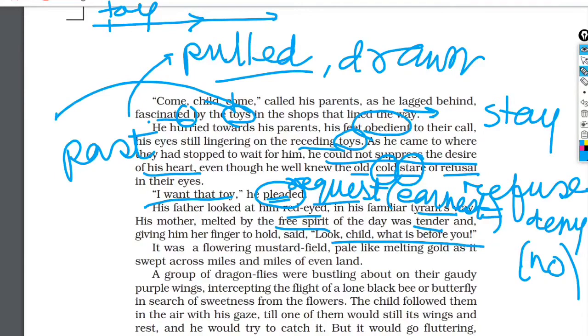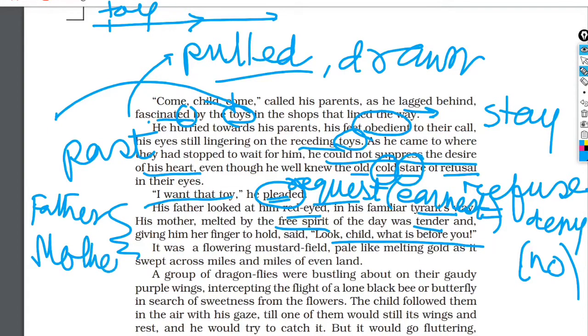Now see, my dear children, you can see the two different picture. One is father and another is mother. How is the father painted here? The father is just like a tyrant. आप जानते हैं ना tyrant क्या है?